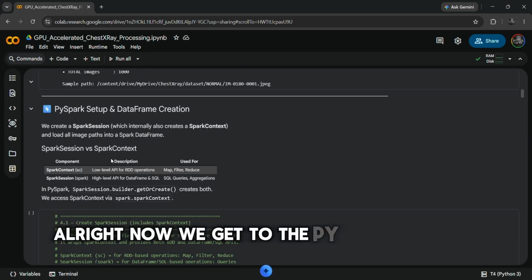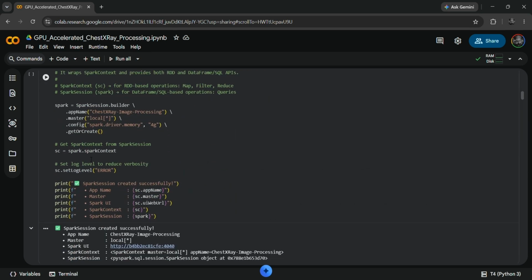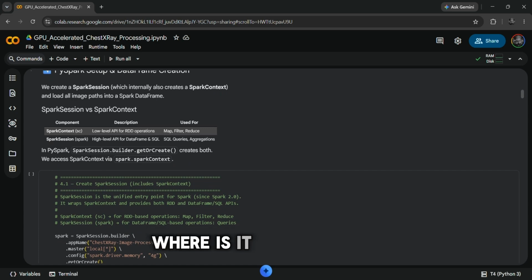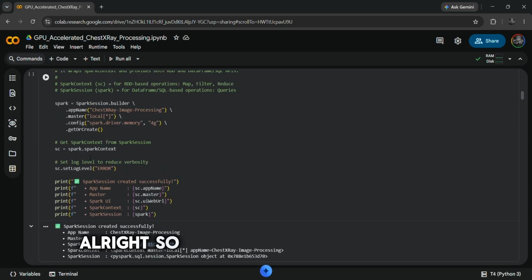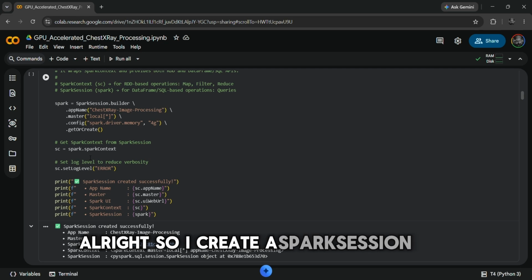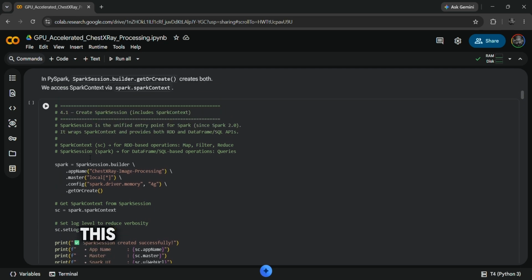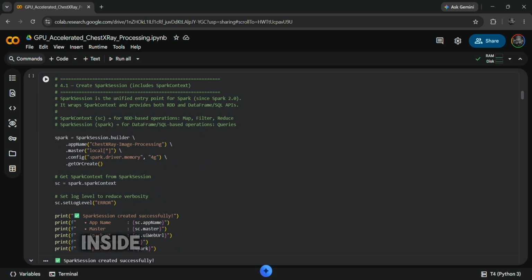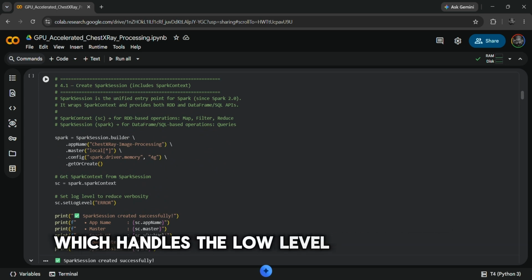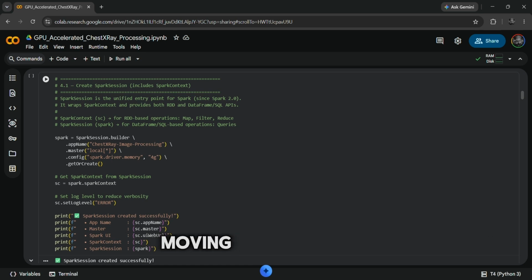Alright, now we get to the PySpark parallel concept. Where is it? Oh yeah, here. Alright, so I create a Spark session here. This is the entry point for all PySpark operations. Inside it, there's also a Spark context which handles the lower level RDD operations. Moving on to the map.